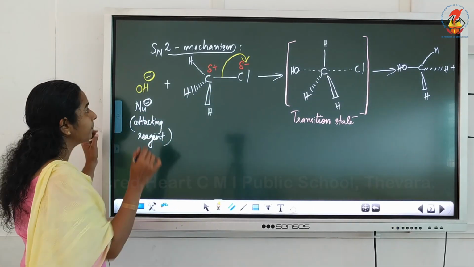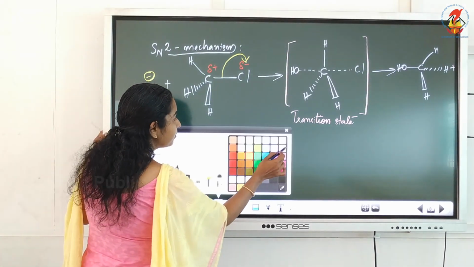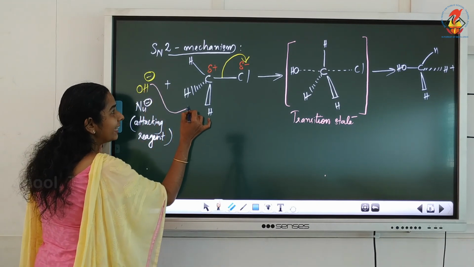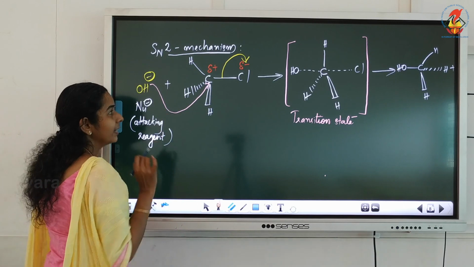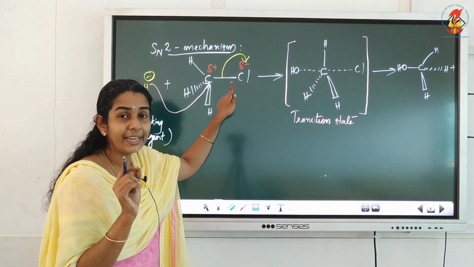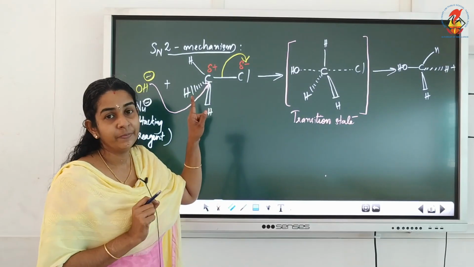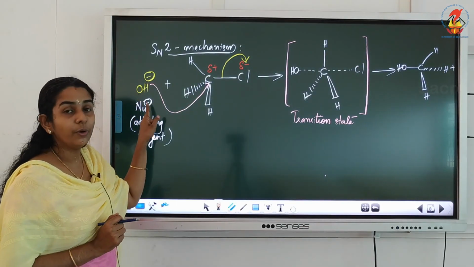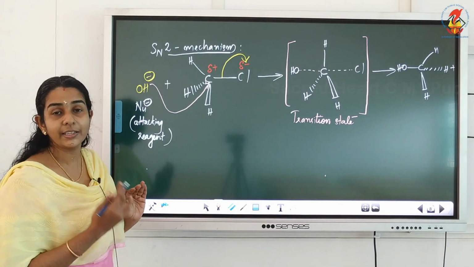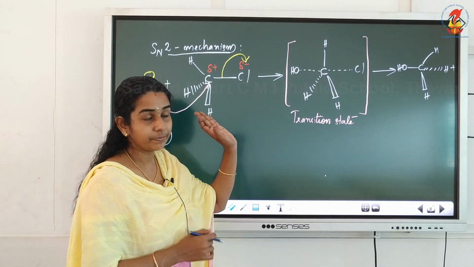At the same time, the nucleophile, here OH minus, will be attacking from the back side of the leaving group. Chlorine is going with this bond pair of electrons, so Cl minus will be known as the leaving group. The nucleophile will always be attacking from the back side, or the rear side, of the leaving group. So here the leaving group is Cl minus.